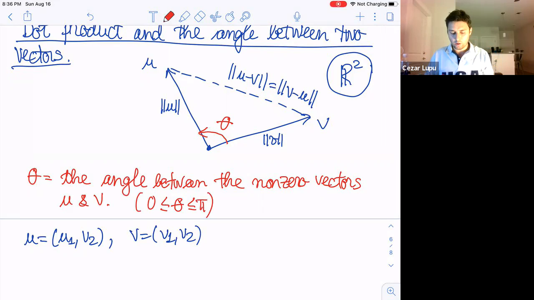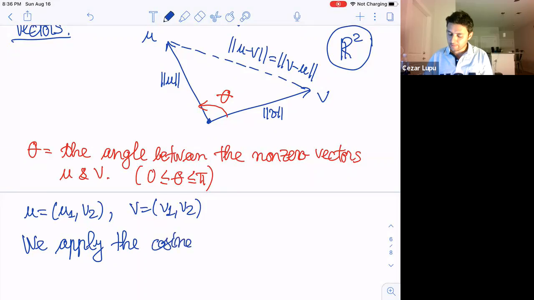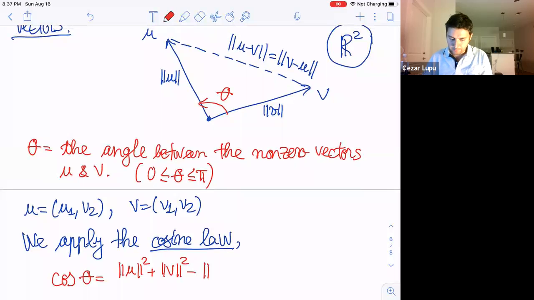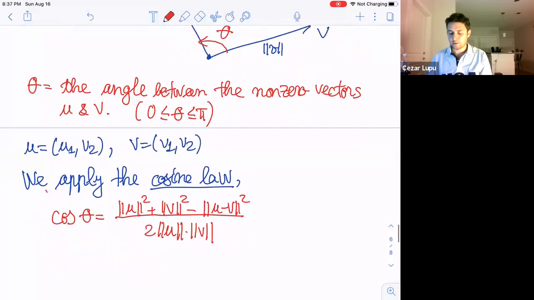There is a so-called cosine law from elementary geometry, which says the following: the cosine of theta is nothing else than just the length of u squared plus the length of v squared minus the length of u minus v squared, and everything over 2 times the length of u times the length of v. That's the cosine law.